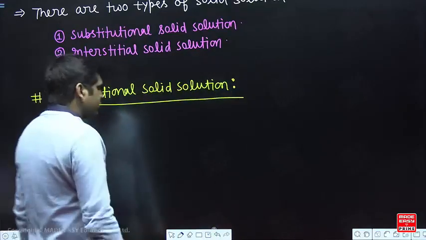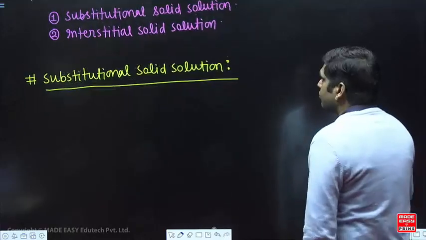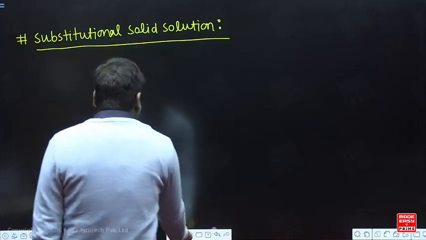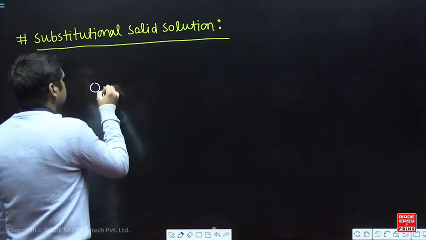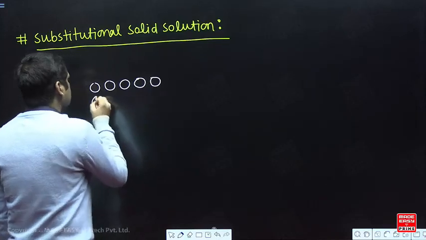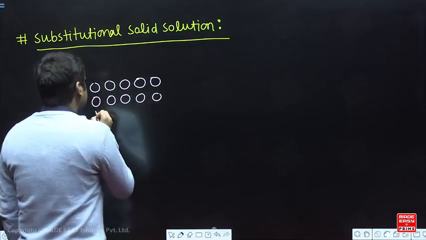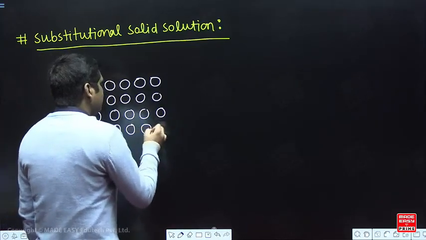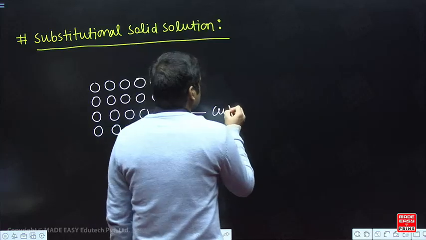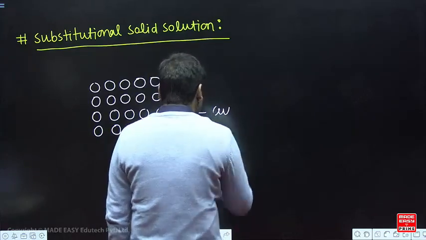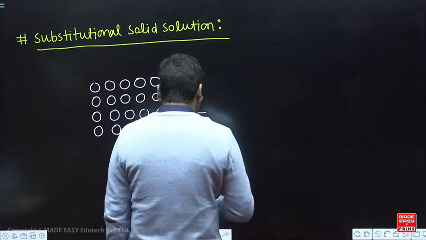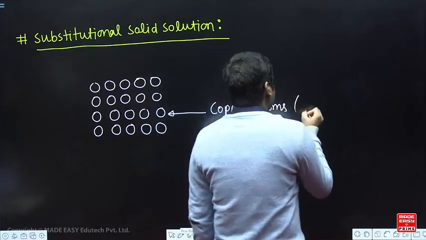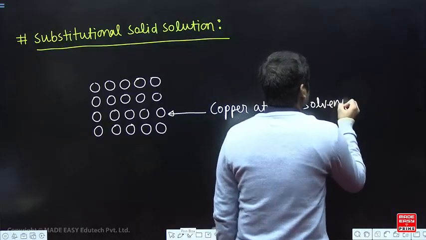If you recall, in crystallography I taught you substitutional defect. What happens? A foreign atom comes and it replaces the parent atom. So let us suppose it is the copper crystal structure. Let us suppose these are the copper atoms. This is the copper crystal structure and you add a few nickel atoms. These are all copper atoms. It is larger in quantity, so I say it is the solvent.